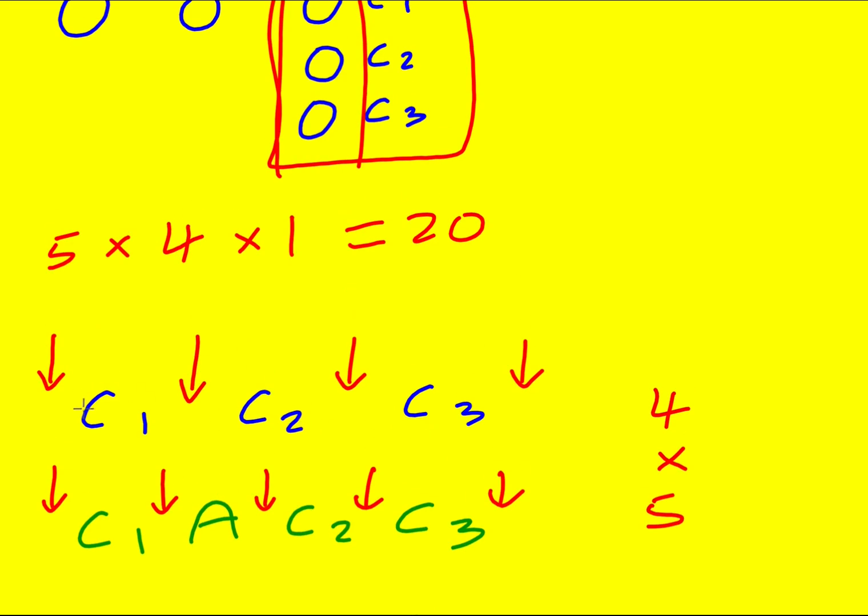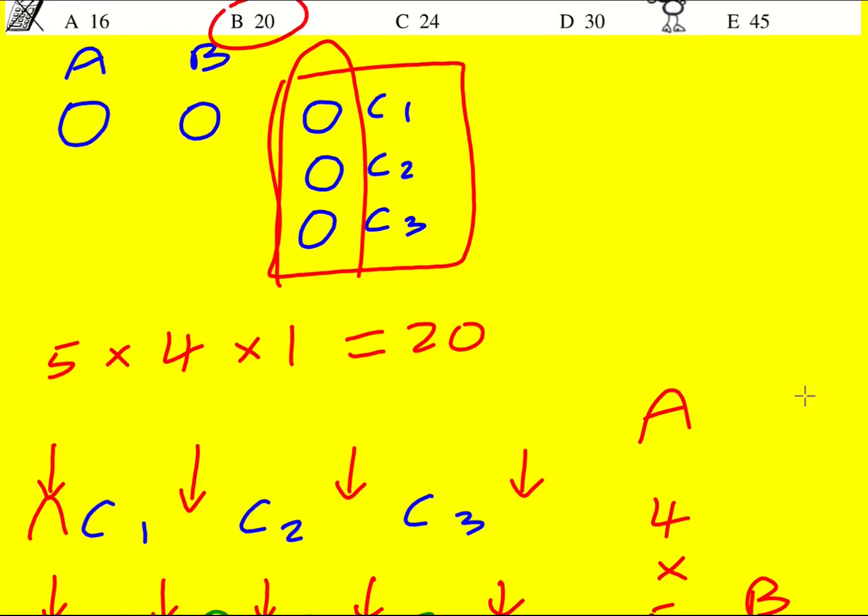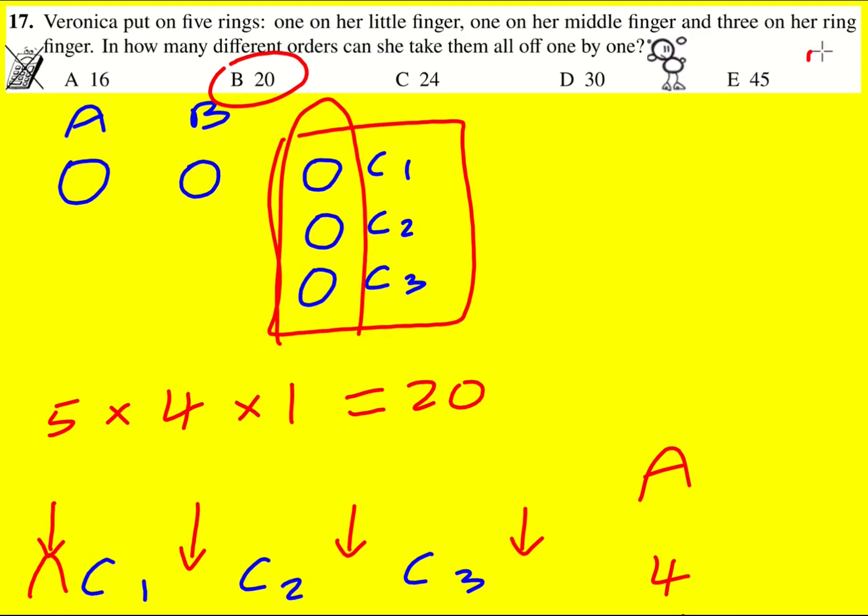So I've put C1, C2, C3 in order. I've thought about either A or B, let's say A, and thought about where it could go, and it could go in these 4 different gaps. Let's say I just put it in one of the gaps, then there's then 5. And that would be the case. If I put it here instead, there would still be 5 different places I could put the remaining one B. So a different approach, but we still get 4 times 5 and an answer of 20.